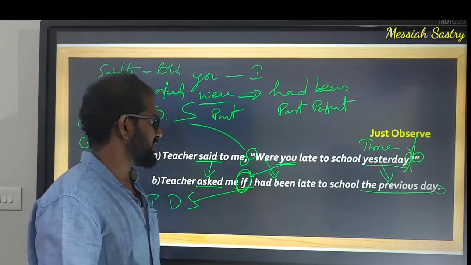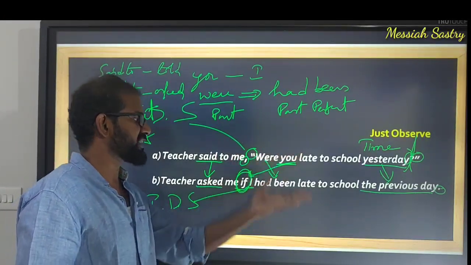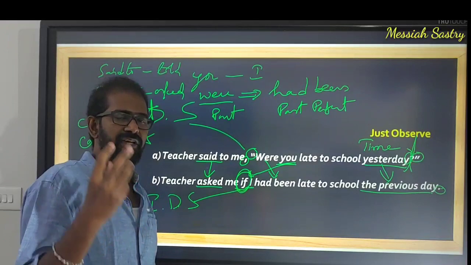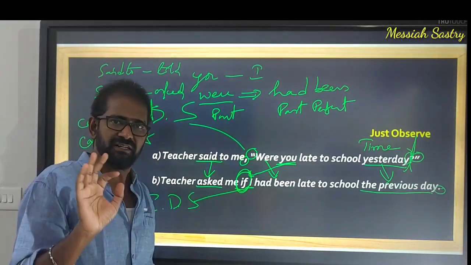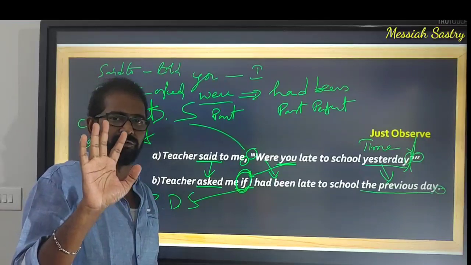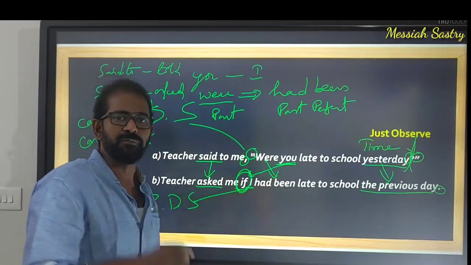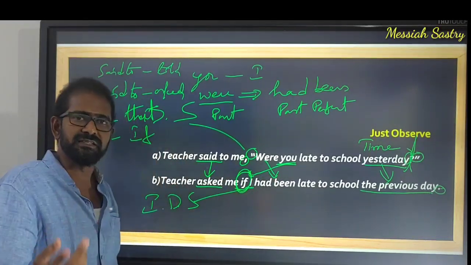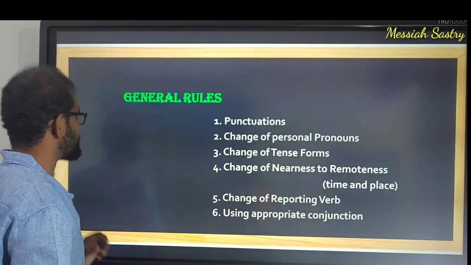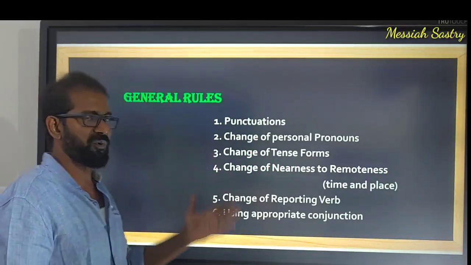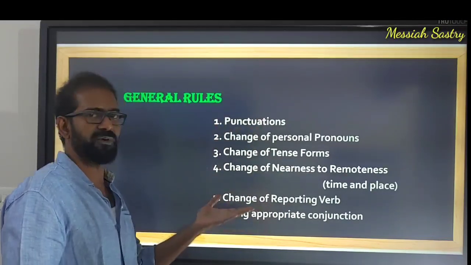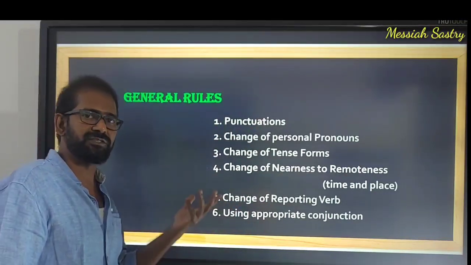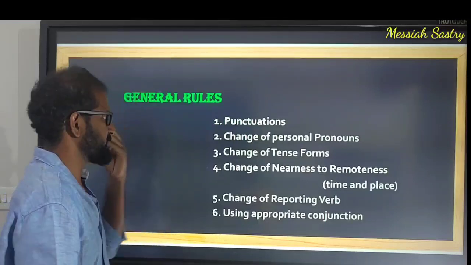So finally, in order to change direct to indirect, we need to know some general rules. What are the general rules we need to know to make a direct sentence into indirect? These are the 6 points we have seen in the exam. These are the 6 points we need to learn to change from direct to indirect speech.